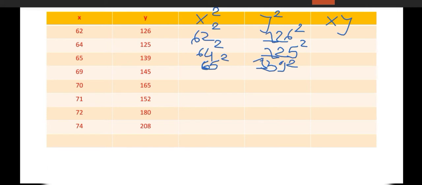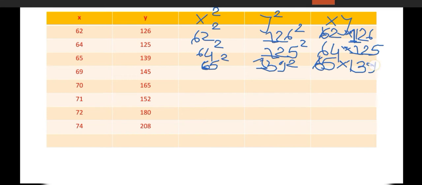For xy, you need to multiply x into y. So the first value will be 62 into 126. The second value will be 64 into 125. The third value will be 65 into 139. In the same way, you will find out the rest of the values. You don't need to show these calculations. You just have to put the value after finding it on the calculator.